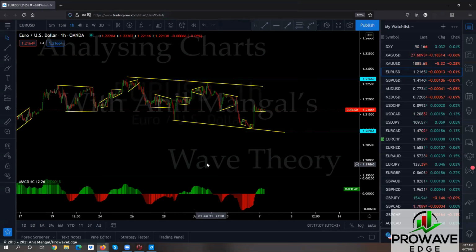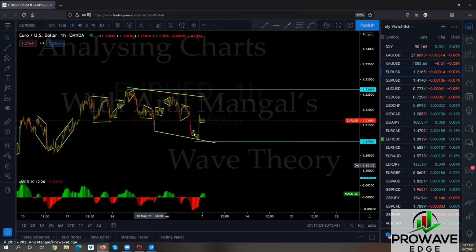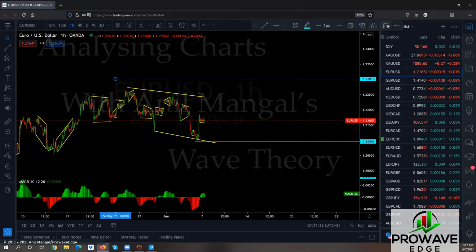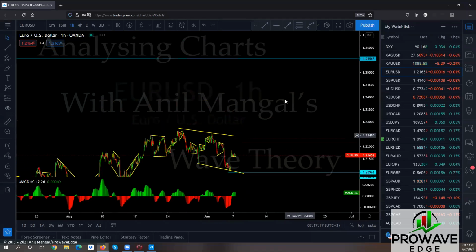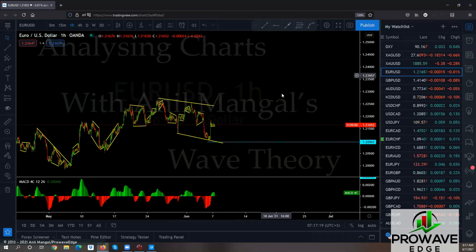Now, this could do the same thing that the dollar index is doing. It could either break out, take this off, that's the top. It could either break out or it could come back down, make a more complex flat. We're trying to get to this top. And I think we will get there.